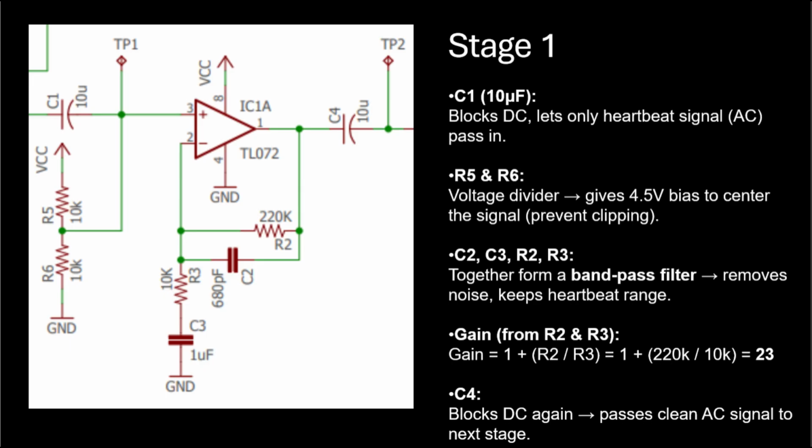This bandpass behavior ensures that only signals within a certain frequency range, typically the range where heartbeat sounds are most prominent, are amplified. Frequencies too low or too high are naturally cut off, helping reduce noise and irrelevant interference. Finally, C4, another coupling capacitor, is used at the output to remove the 4.5 volt DC bias and pass only the amplified AC signal to the next stage. This prevents any DC voltage from affecting downstream components.